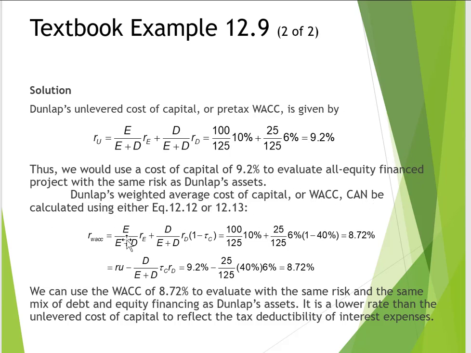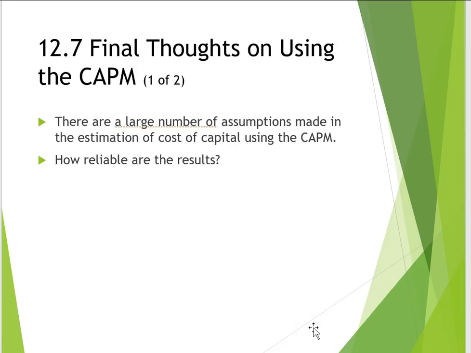We can also adjust this to get the weighted average cost of capital, where we adjust the second part of the formula with 1 minus the tax rate, and that reduces the rate to 8.72%. So we use the weighted average cost of capital to evaluate projects with the same risk and the same mix of debt and equity financing as the firm's assets. It's a lower rate because it reflects, again, the tax deductibility of interest expenses.